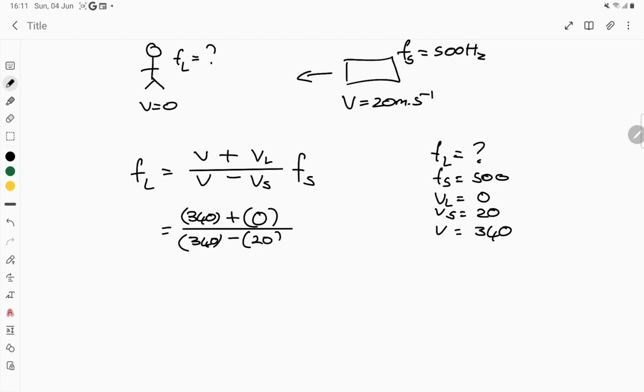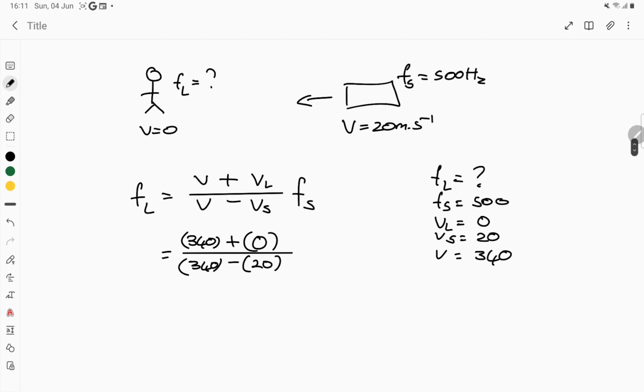See, we don't put a plus or minus here. The direction, we chose the positive and negative values before. So we just take that 20 meters per second, or that 20 velocity. We don't put a plus or a minus in here. We just leave it as is.